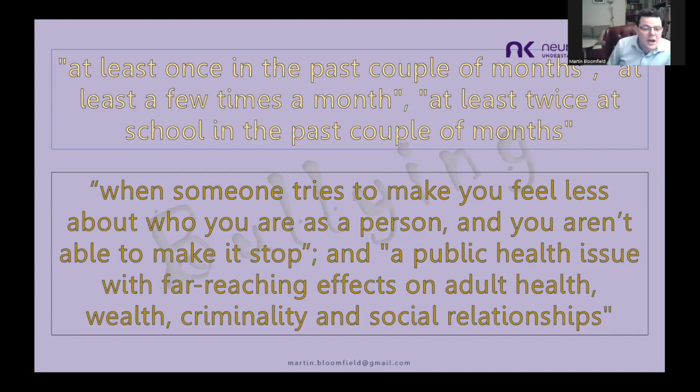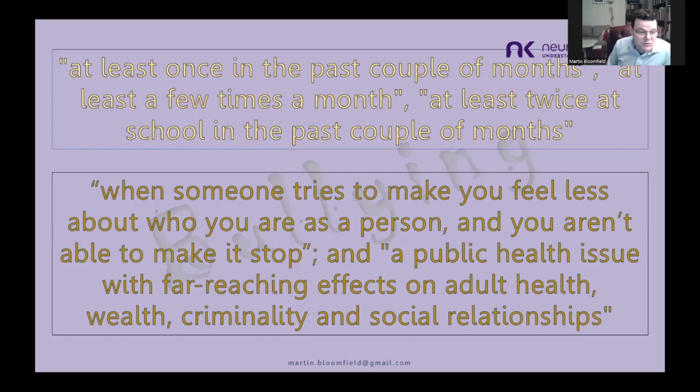Significant is defined as when someone tries to make you feel less about who you are as a person and you aren't able to make it stop. And a public health issue with far-reaching effects on adult health, wealth, criminality, and social relationships. So these are two definitions of significant. One of them is about the personal and one of them is about the public.